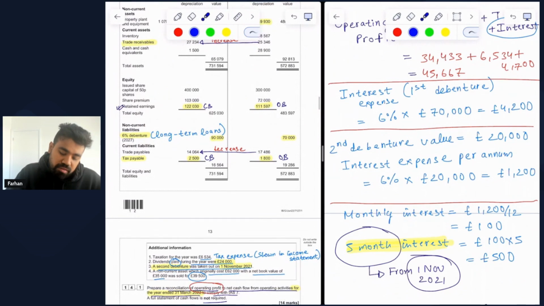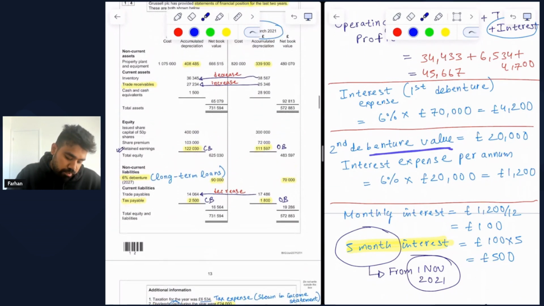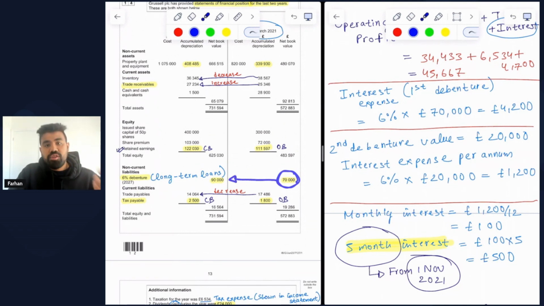So we want to find the value of the second debenture. How do you find it? In the previous financial year, as we have already understood, the first debenture was worth £70,000. And in the current financial year, we have taken a second debenture, and after we have taken that, we have total debentures of £90,000 within the business. This means that the new debenture that we have taken out on 1 November 2021 was worth £20,000, as you can see I have mentioned here.